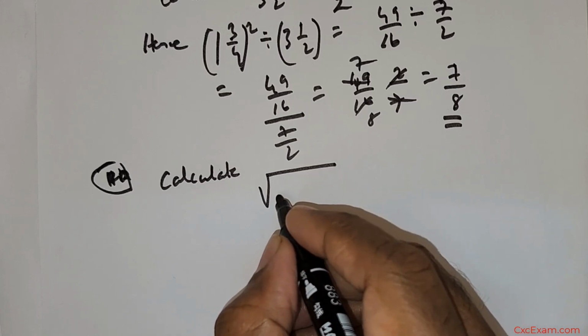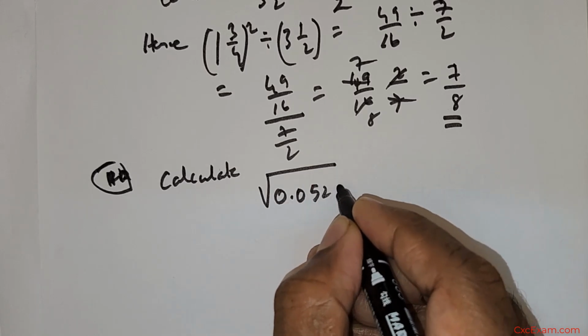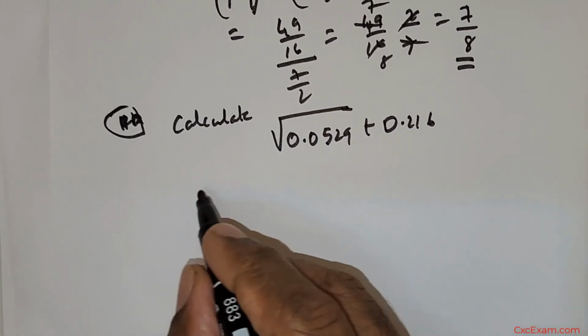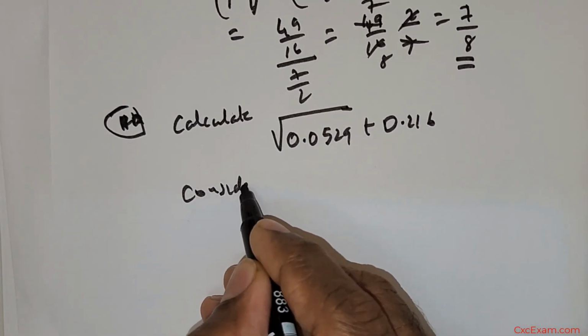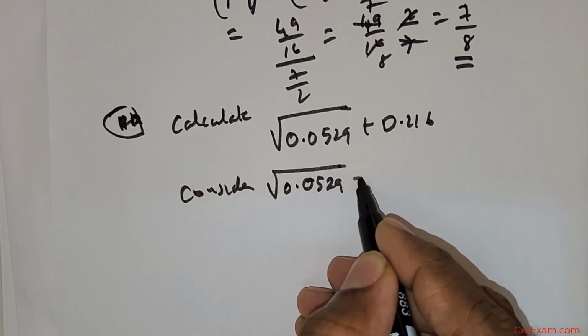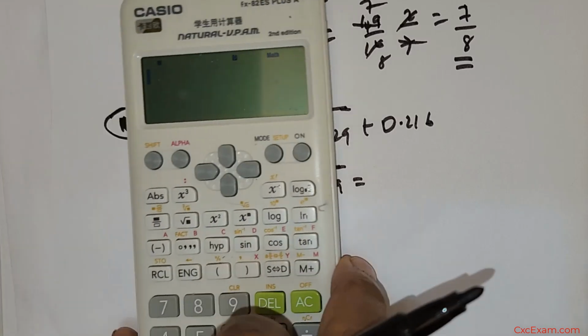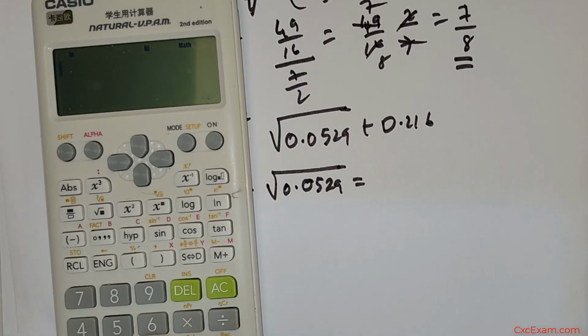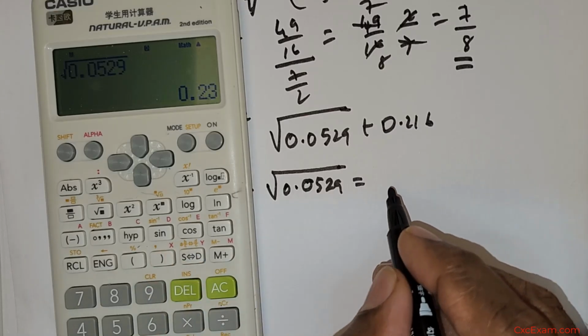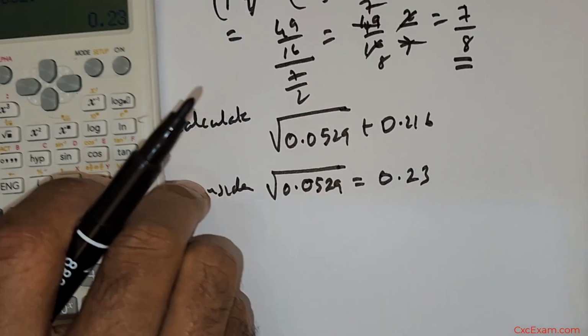Okay, so this is question number 2. You are asked to calculate the square root of 0.0529 added with 0.216. We have to use a calculator for this, so I'm going to consider the square root of 0.0529. You take a calculator, and the square root of 0.0529 is equal to 0.23.